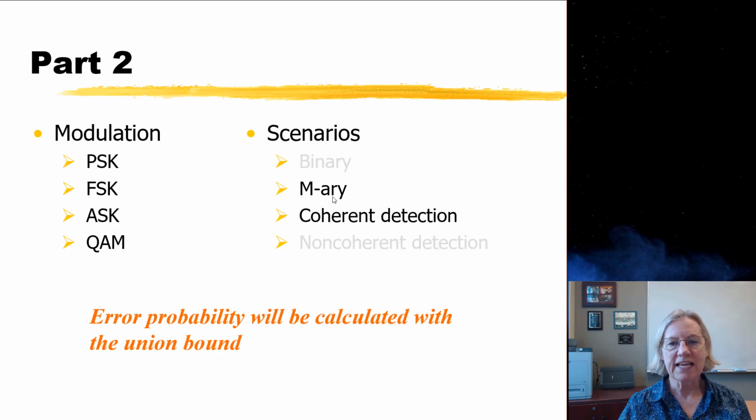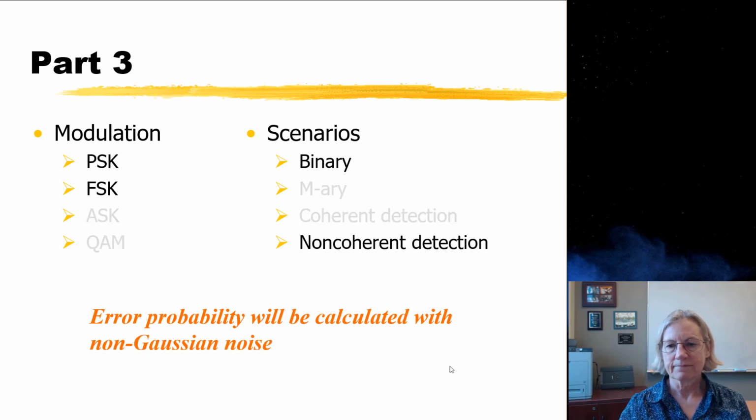Now we're going to go to the M-ary and the coherent detection. And we're going to find that we can calculate or approximate the error probability using something called the union bound. So this is the direction we're heading in for the rest of the chapter. Finally, at the very end of the chapter, we'll cover very quickly non-coherent detection. We'll spend most of our time on the coherent detection, doing a lot of development, and then the non-coherent. We'll do less derivation and just look at the results.